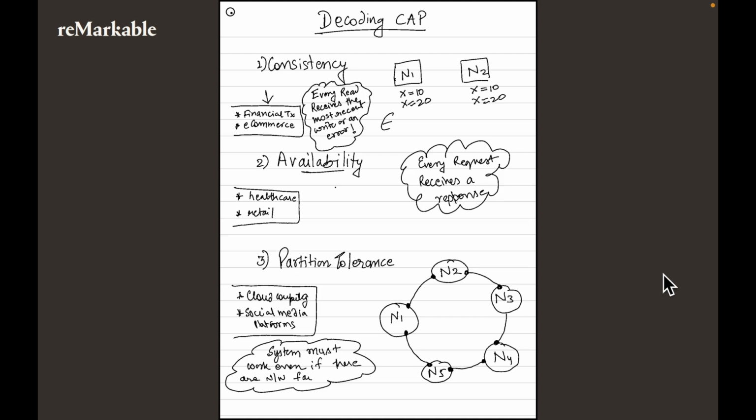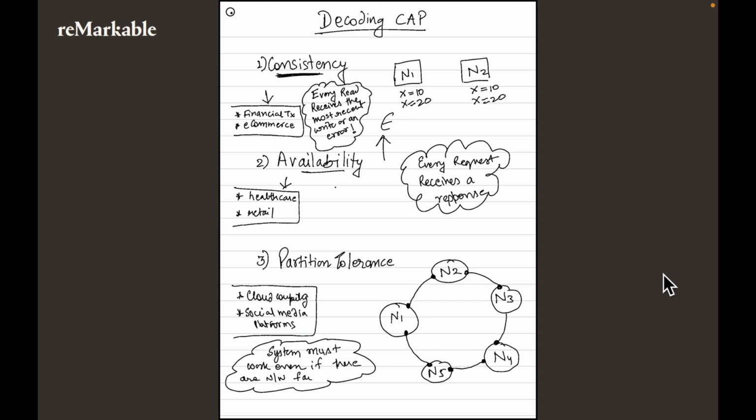Availability, on the other hand, means every request receives a response. They may relax consistency, but they cannot relax the error. And such systems are very important in areas like healthcare or retail.